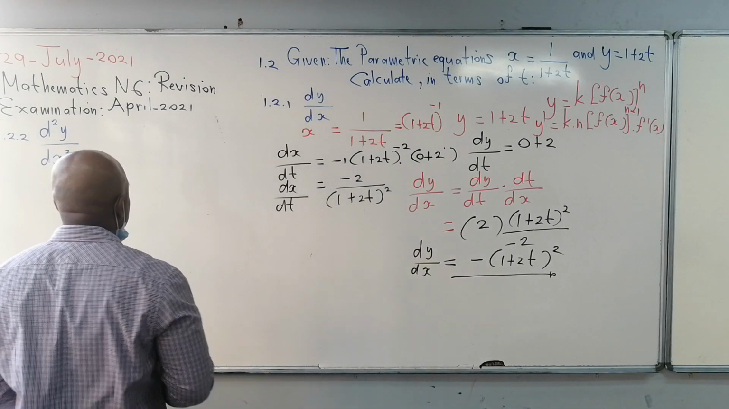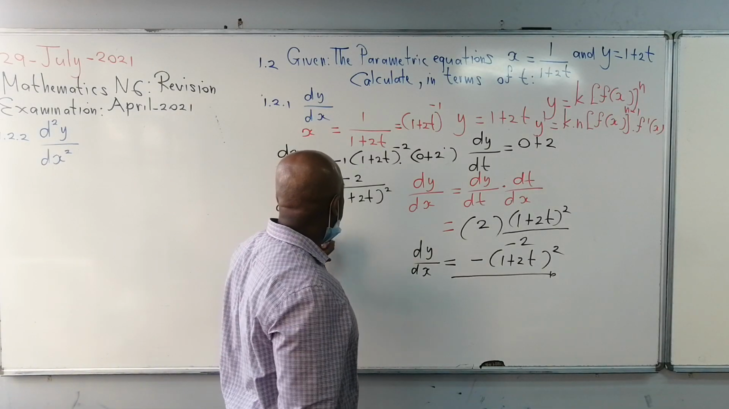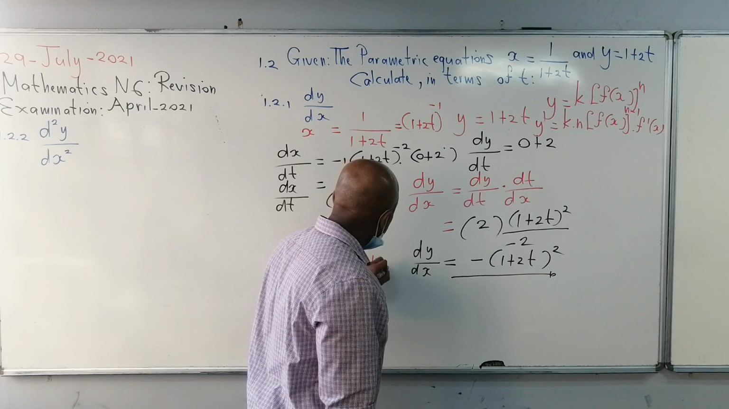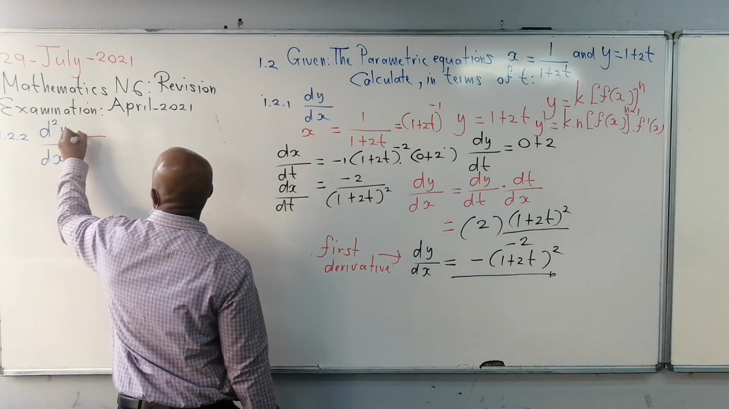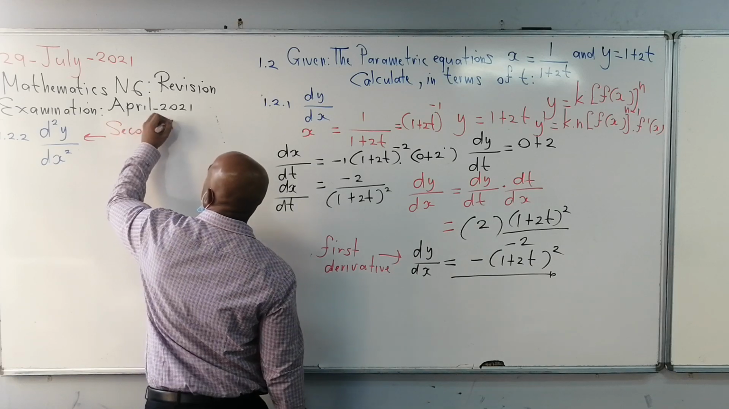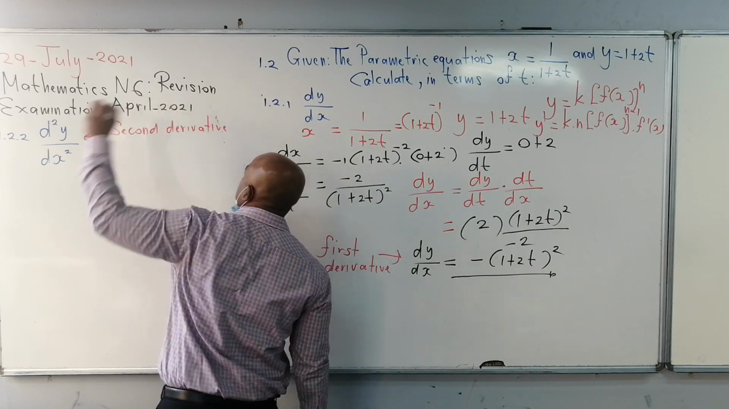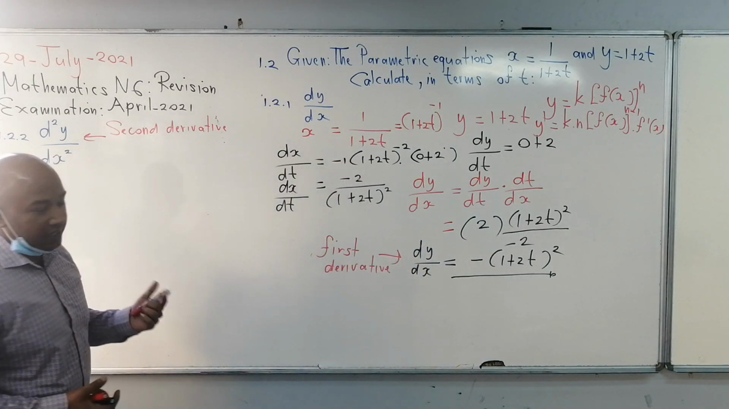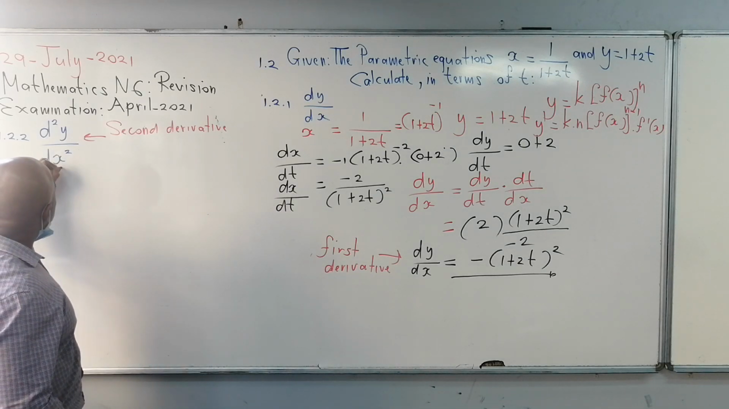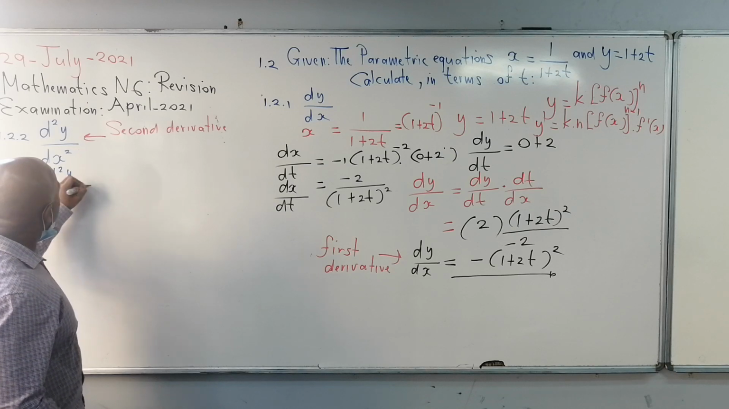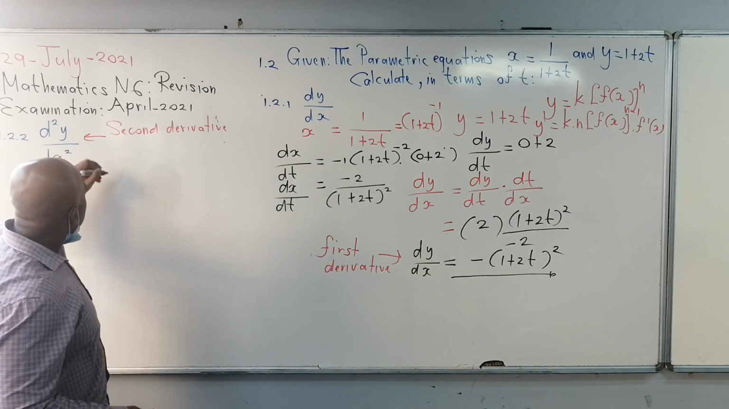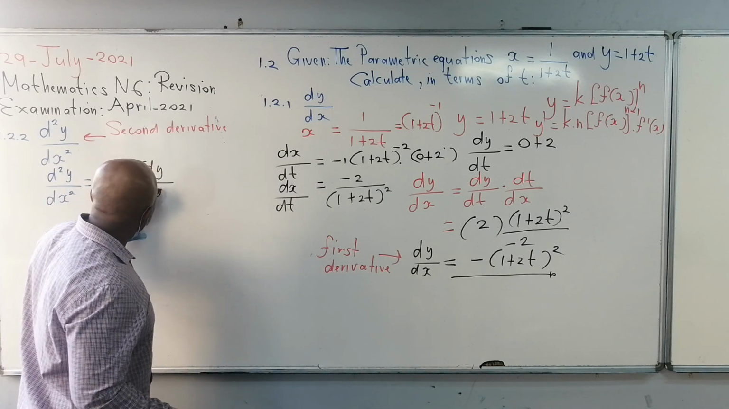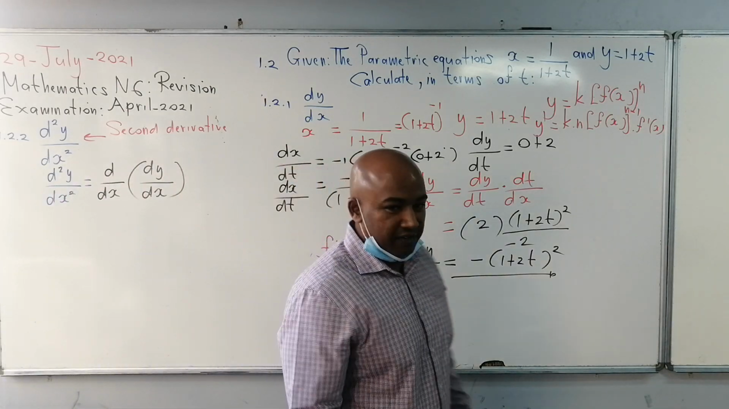Right, our second derivative. So this was the first derivative, and this is your second derivative, d squared y over dx squared. So now how do we write this out? d squared y over dx squared is the same as d over dx of dy over dx. Right, that is our second derivative.